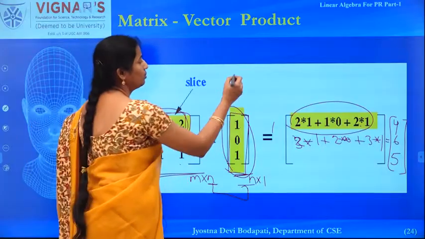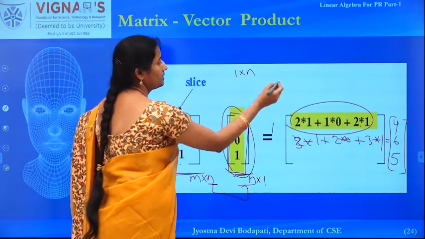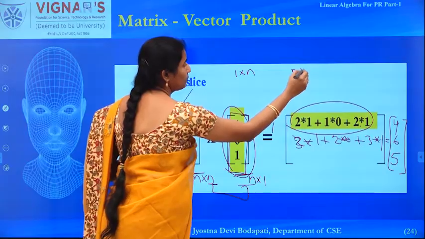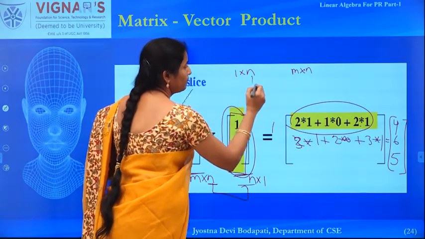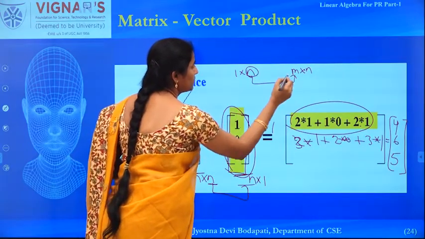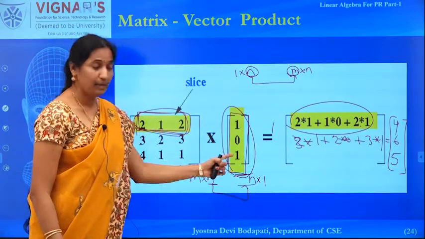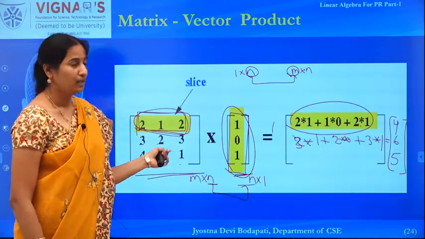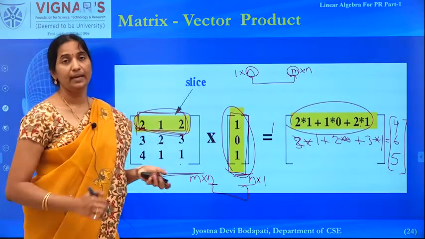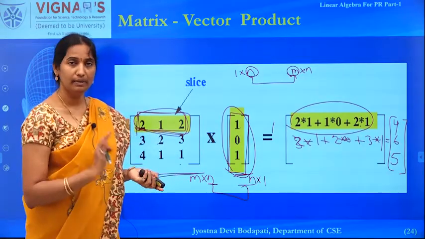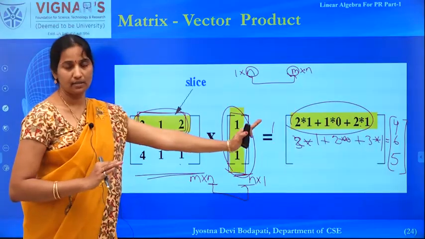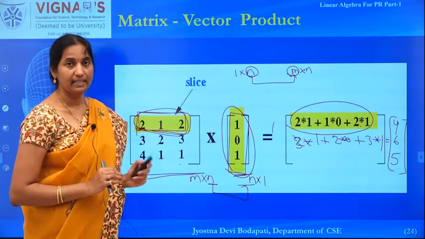In that case your vector will be of 1 by n size and your matrix is of m by n size. So if these two dimensions, m and n, are equal, then only you can proceed with the vector multiplication with the matrix. So that is how you can multiply a vector and a matrix. Remember, the resultant is a vector itself.